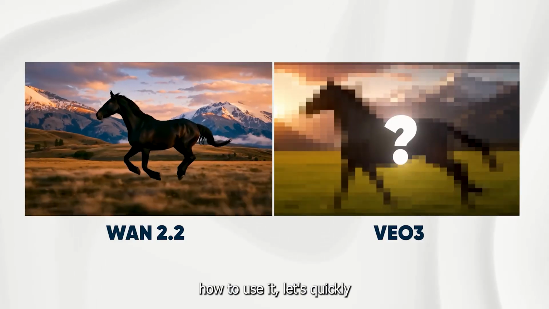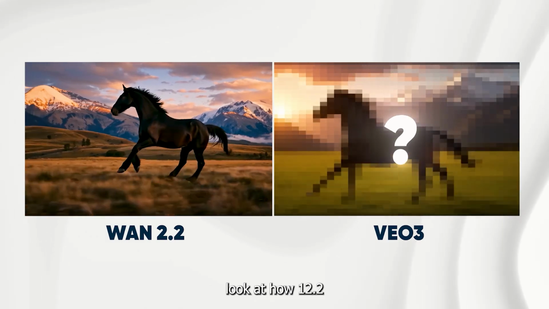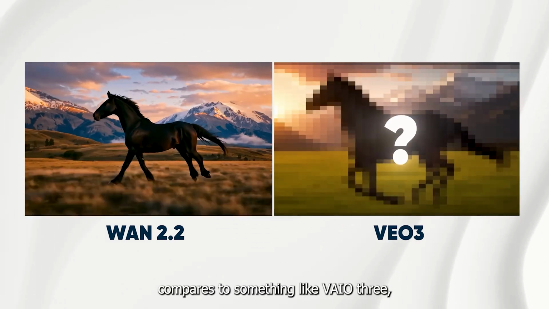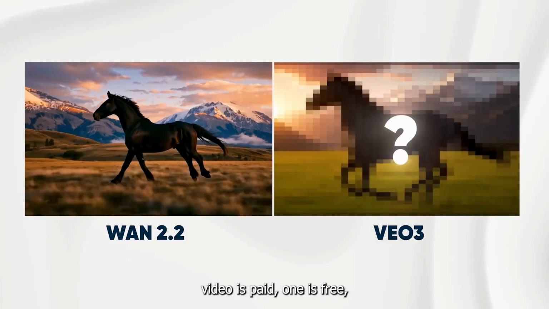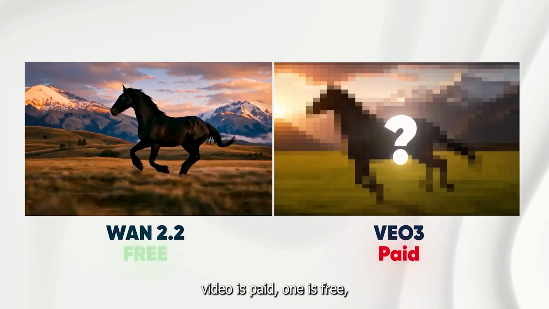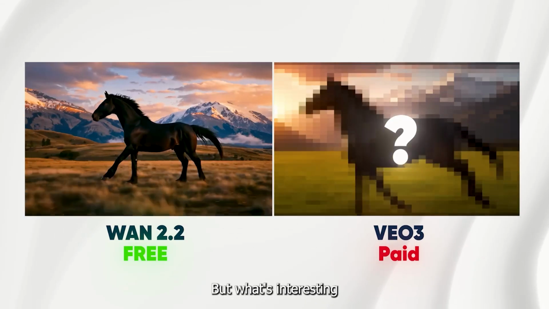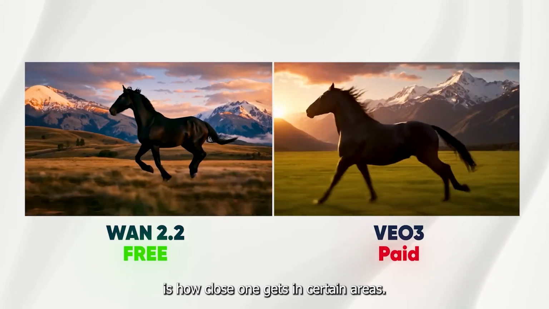Before we jump into how to use it, let's quickly look at how WAN 2.2 compares to something like Veo 3, which is still one of the top video models out there. Now, of course, Veo is paid, WAN is free, so that alone is a big deal, but what's interesting is how close WAN gets in certain areas.